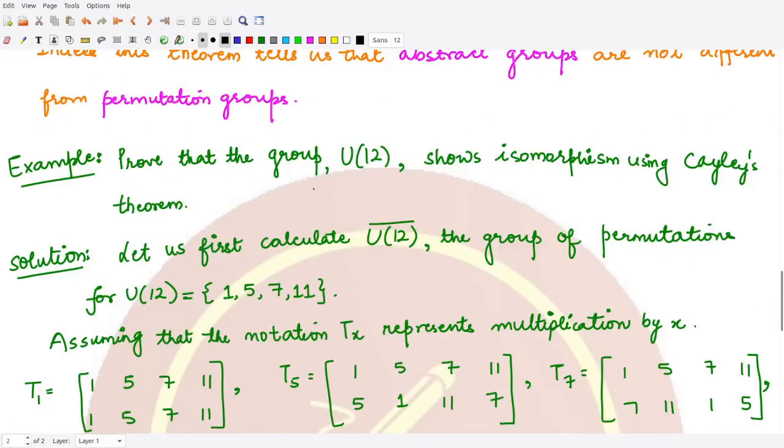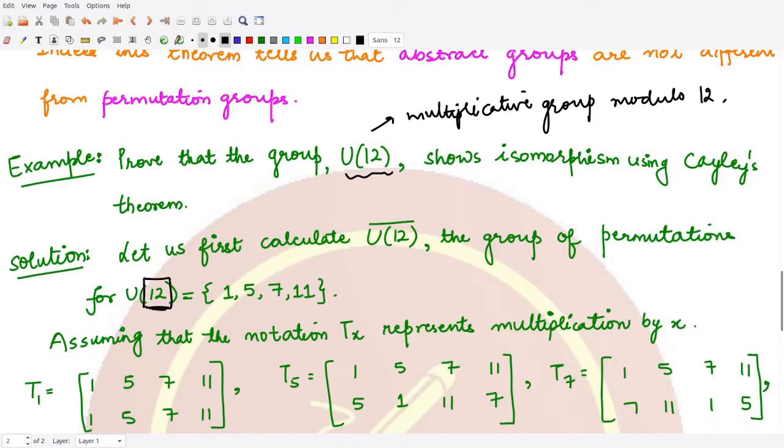So suppose we are taking the group U12. Now what is this? This is a multiplicative group modulo 12. That means it consists of all the integers which are relatively prime to the number 12. So the GCD of those numbers, say x, with 12 should be equal to 1. Those x are 1, 5, 7, and 11. So they are the members of this group.